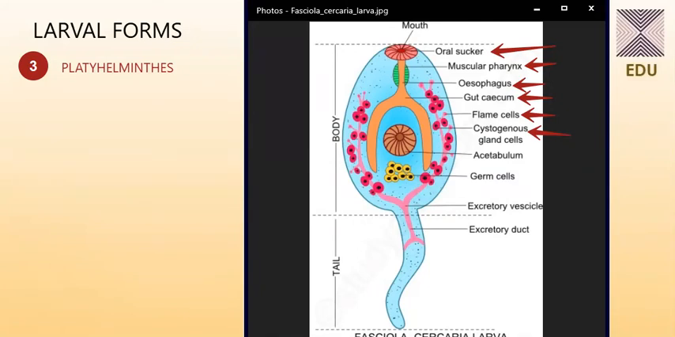So when these larval forms move out of the pond and stick to some kind of leaf present on the outer side of the pond, these cystogenous glands will secrete some proteinaceous material which will form a cyst wall around this larval form, and the fifth and last larval form of the Fasciola will be developed, which is called the Metacercaria larva.